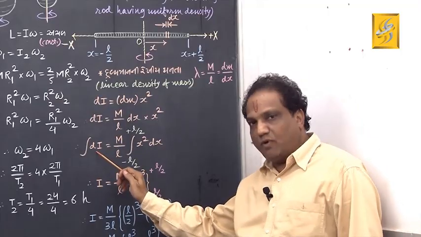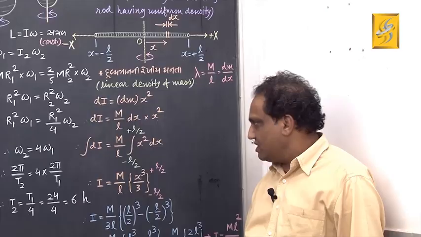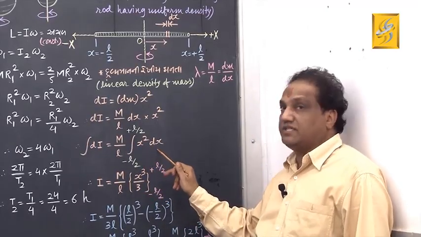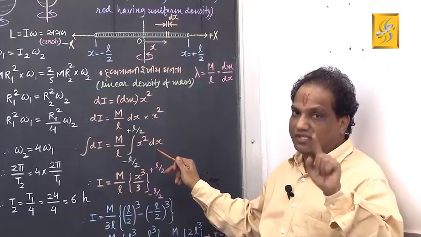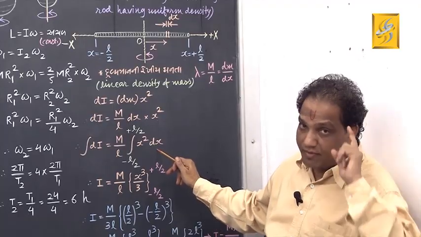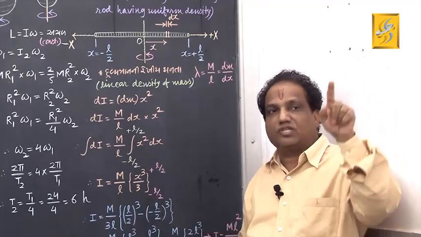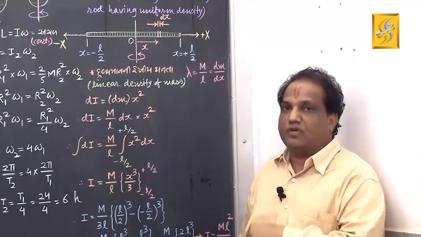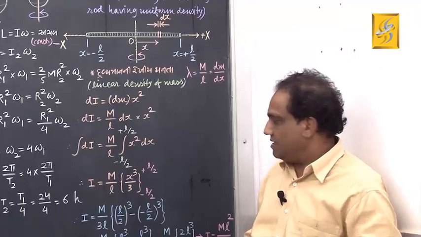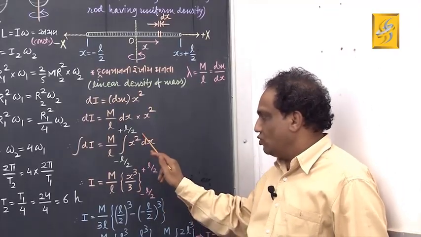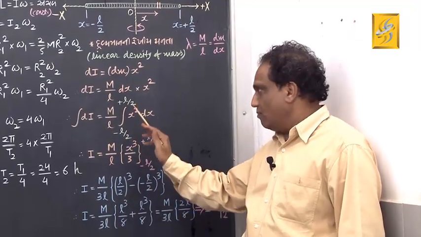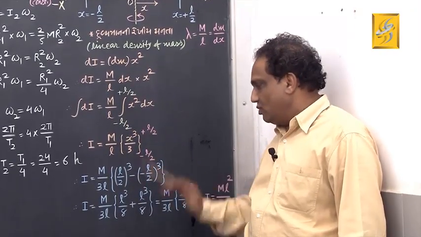Summation of partial values of moment of inertia will give you total moment of inertia, m upon l as it is, but integration x square dx is x cube upon 3. Remember the formula? Integration x raised to n dx is x raised to n plus 1 upon n plus 1. So here it is x cube upon 3, that is x raised to 2 plus 1 upon 2 plus 1, from minus L by 2 to plus L by 2.